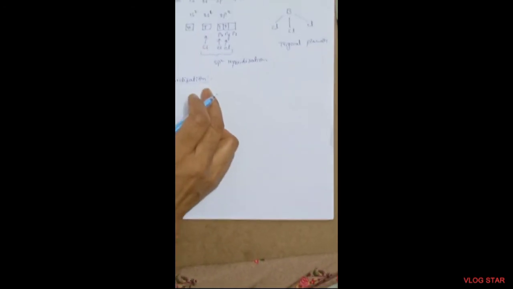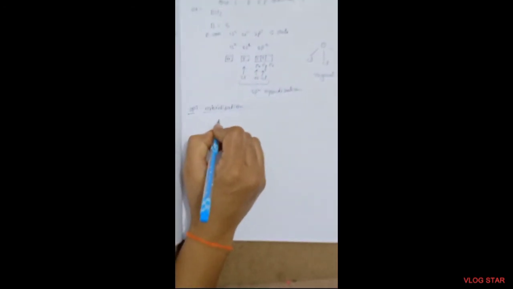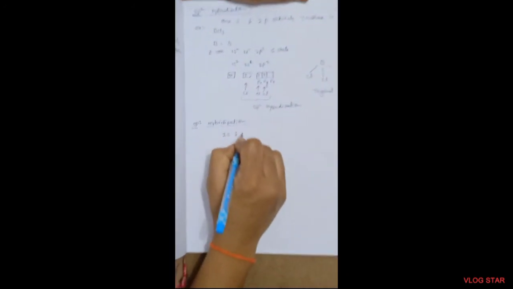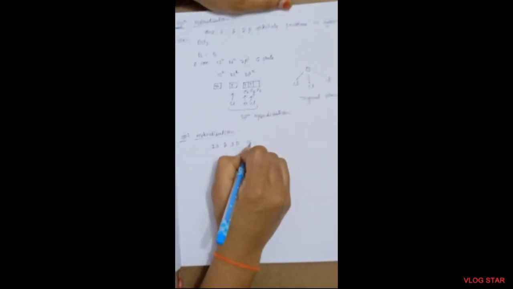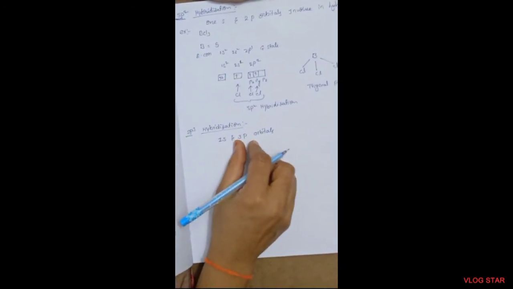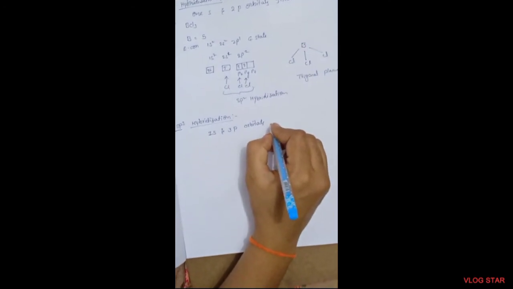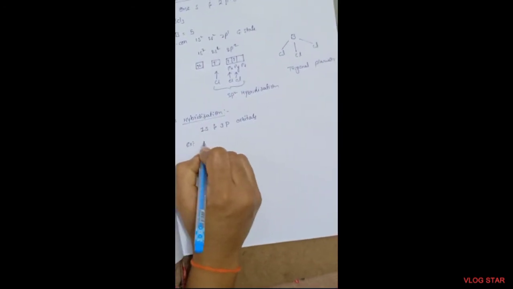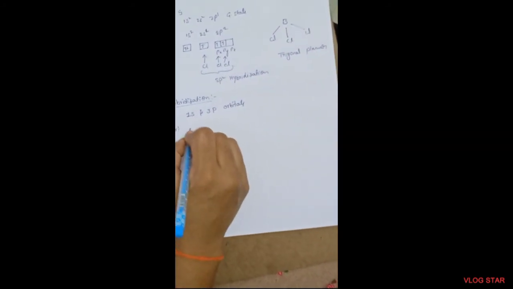In sp3 hybridization, one s orbital and three p orbitals are involved in the hybridization. One s and three p orbitals are involved. An example of this is methane.